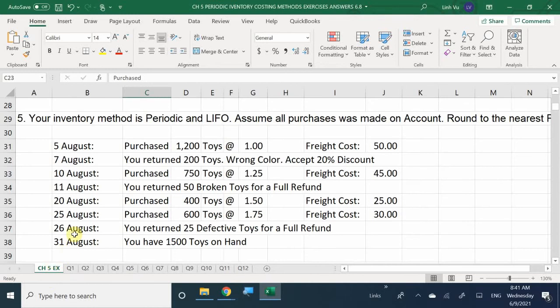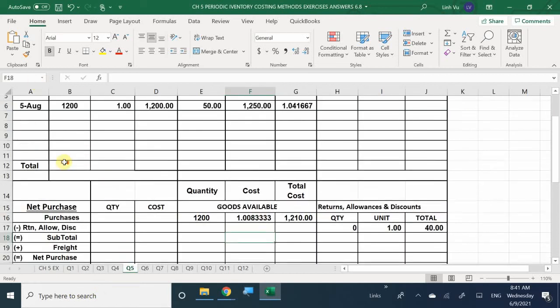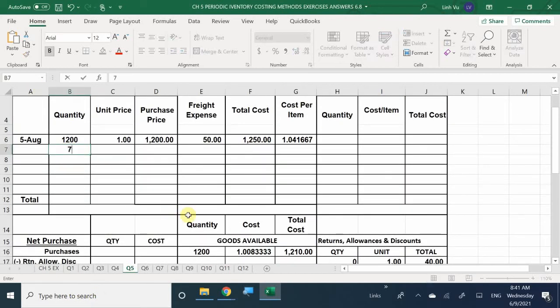So then what happened next? Then she purchased 750 toys at $1.25, which came to $937.50, plus the $45 in freight comes to $982.50.